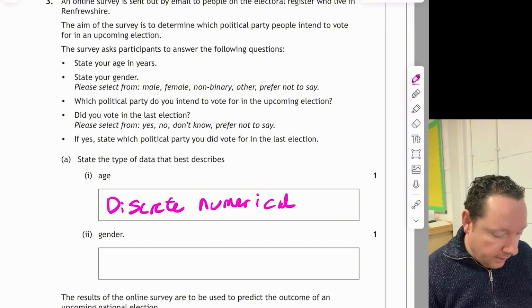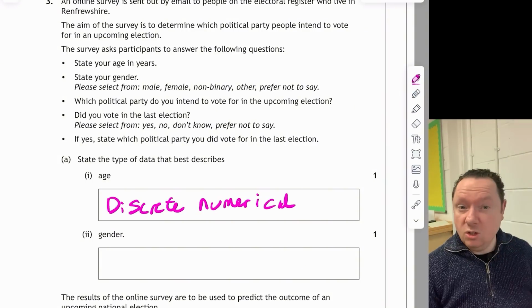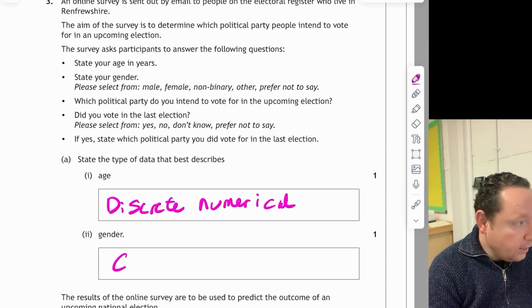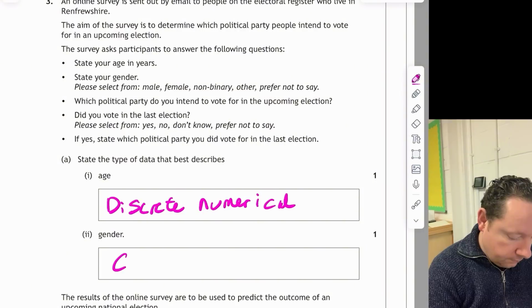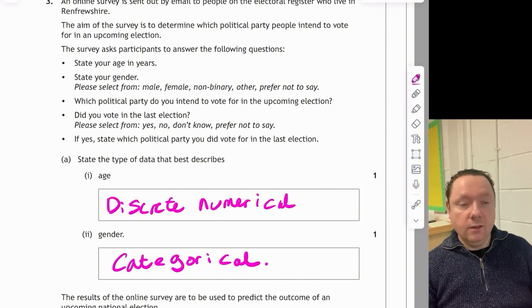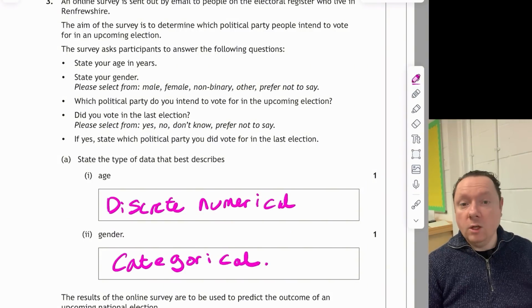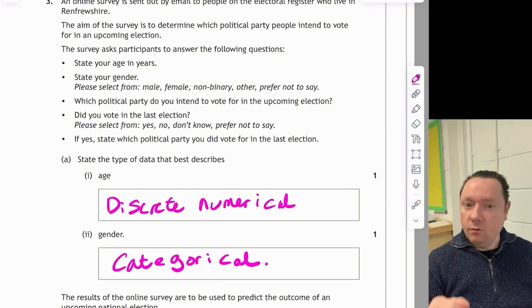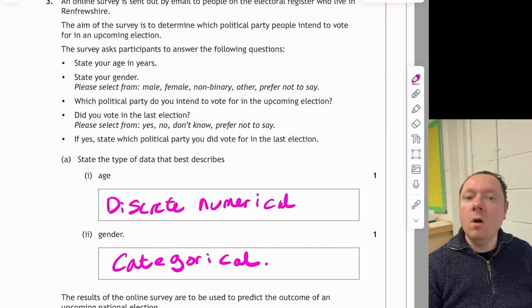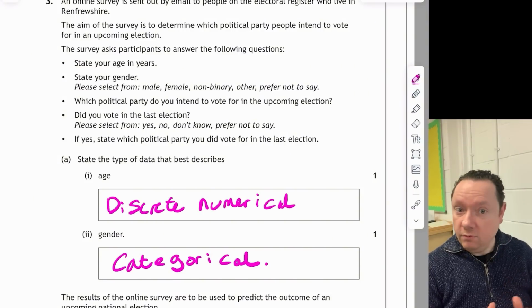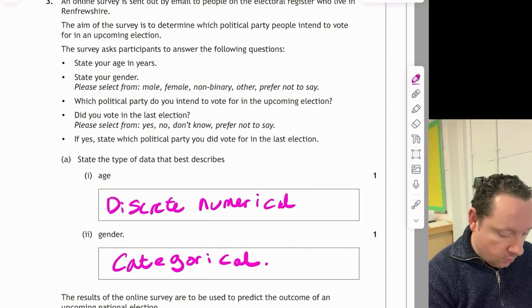Right, part B2, gender. Well, gender's not numerical, so it must be categorical. Now, you might know that the word is nominal, but you don't need to know that. Or the other word you could have used is qualitative. So you've got quantitative, which is numerical, qualitative, which is categorical. But categorical is fine for the mark. Okay, let's move on to the next bit.